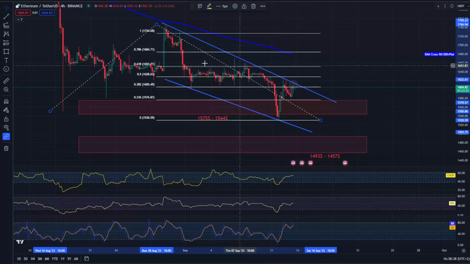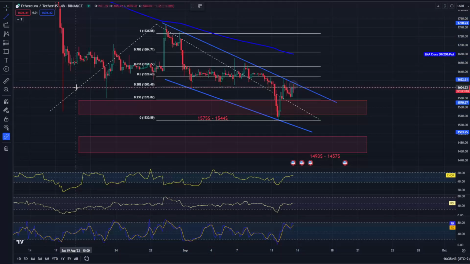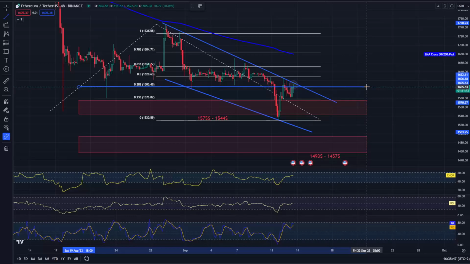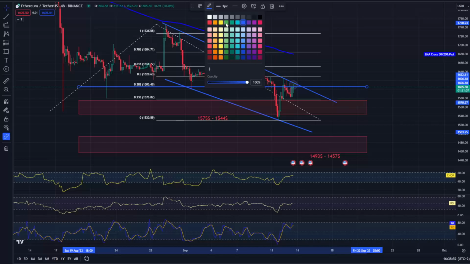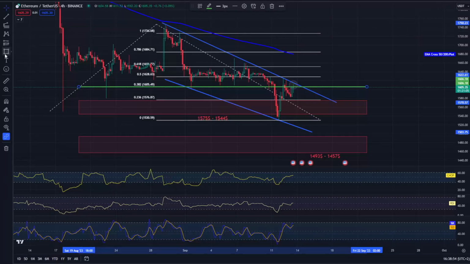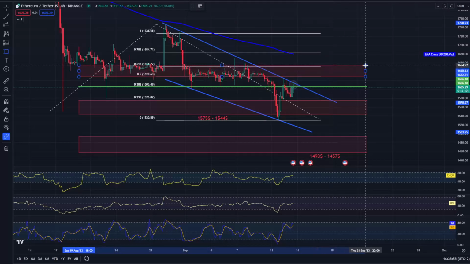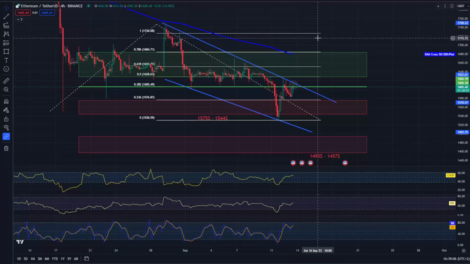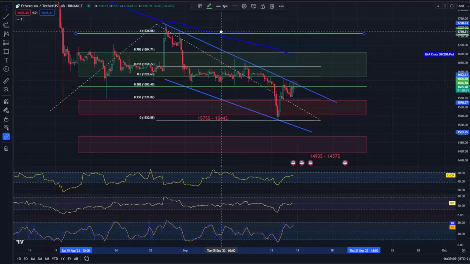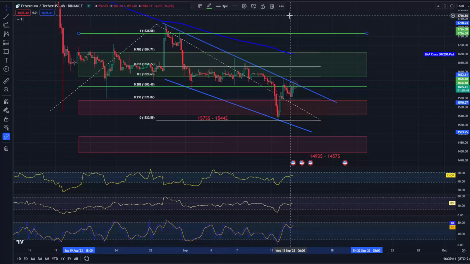Looking the other way, we can similarly mark places where the price should encounter resistance on the way up. And here we have resistance at the level of $1,606. Then there is a strong resistance zone from $1,628 to $1,683. If it manages to break out of it, the price must overcome the resistance at $1,726 before further increases.